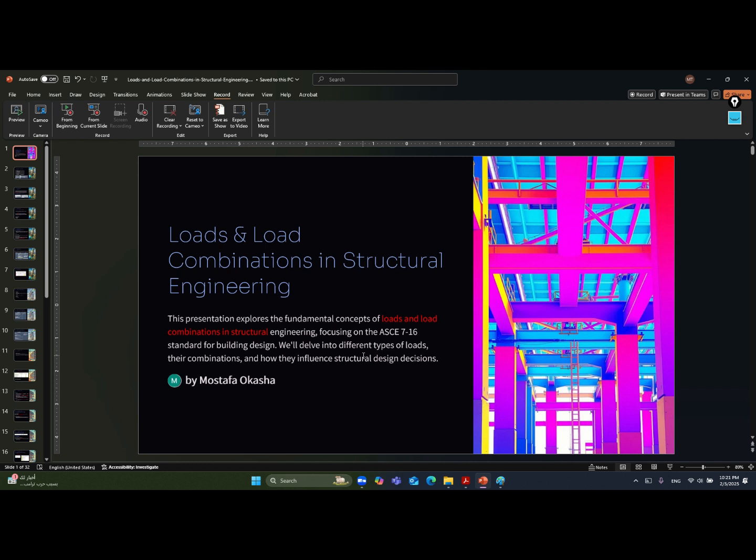Now we are going to talk about loads and load combinations according to ASCE 7-16 and IBC 2018, and we will focus on the most important points.